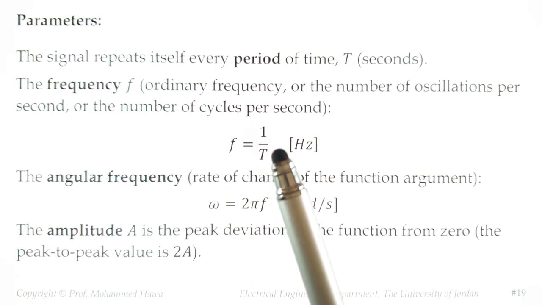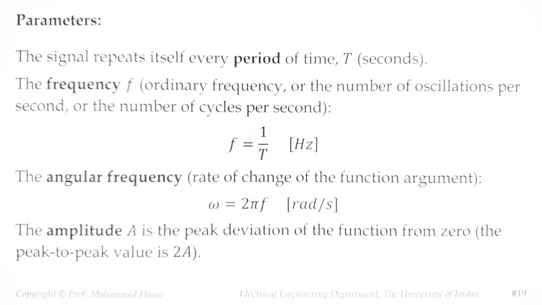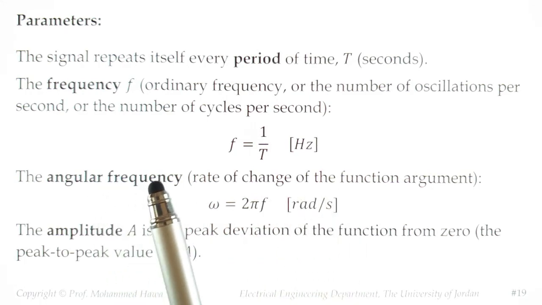If you divide 1 by T, or 2 cycles by 2 periods, or 3 cycles by 3 periods, or 4 cycles by 4 periods, and so on and so forth, what you get is how many cycles per second you have, and that's called the frequency, or f in hertz, of that cosine or that sine or that periodic signal. However, if you multiply f by 2 pi, what you are doing is calculating the frequency in radian per second. This is what we call the angular frequency.